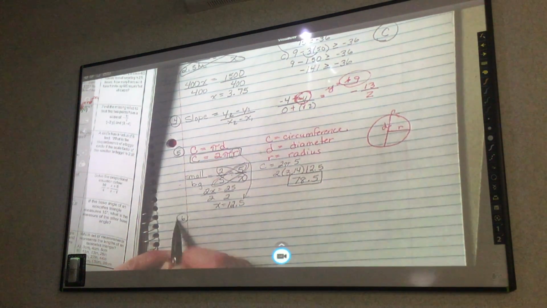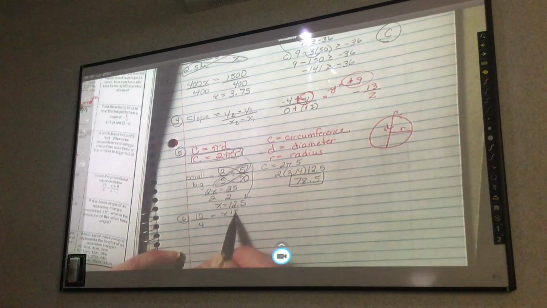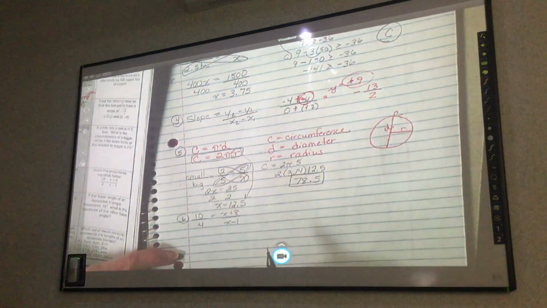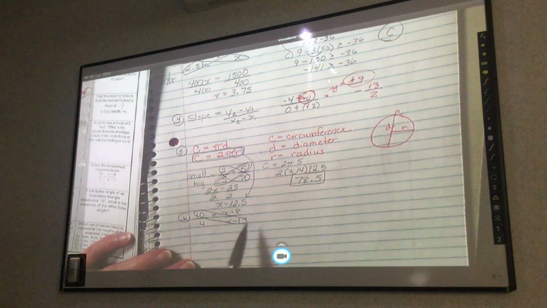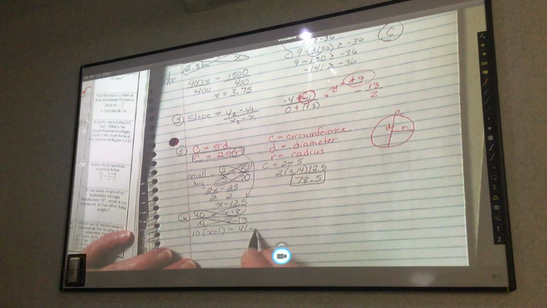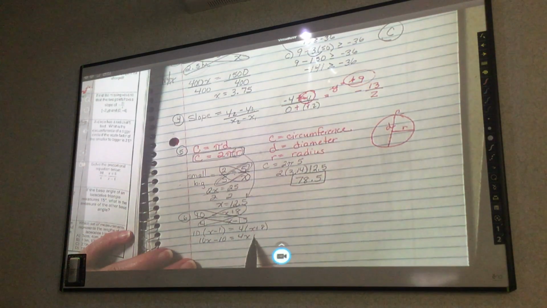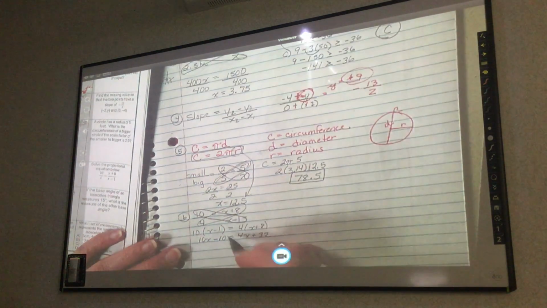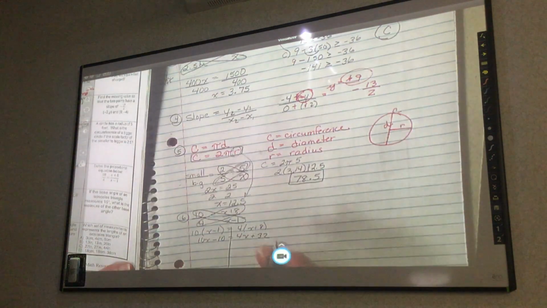Six is like what we've done all week, finding the proportional equation. 10 over 4 equals x plus 8 over x minus 1. Don't let it confuse you by having the subtraction and the addition. You still just do cross multiplication. So I have 10 times x minus 1 equals 4 times x plus 8. Do the distributive property, so I have 10x minus 10 equals 4x plus 32. Draw my line. I'm going to bring my 4 over.